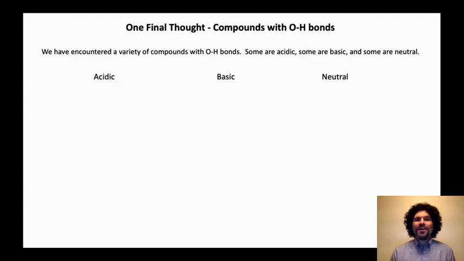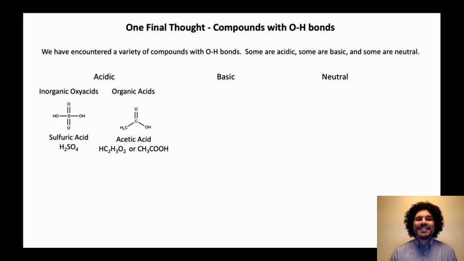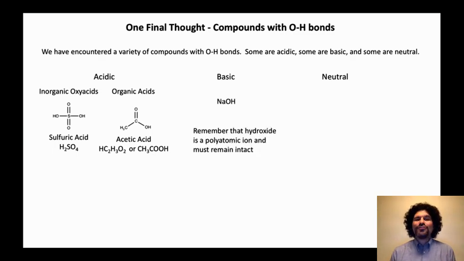Okay, one final thought in this lesson. I know this has been a long lesson, but I want to put together on one slide some thoughts about compounds with OH bonds. Because we've encountered a variety of such compounds in this lesson. Some are acidic, some are basic, and some are neutral. Okay, the acidic ones are the inorganic oxyacids and the organic acids. Note the OH bonds in the structure. The basic ones are sodium hydroxide, contains an OH bond. And remember that hydroxide is a polyatomic ion and must remain intact.